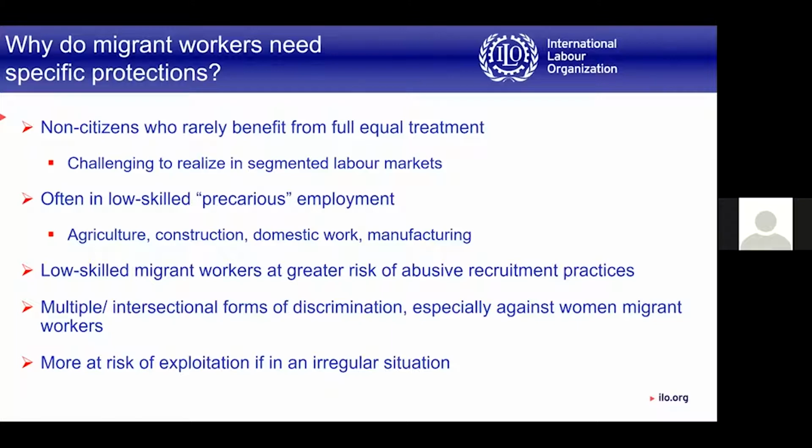Oh, sorry. Can you hear me now? I think you can. So, as I said, this is a multi-layered discrimination, and there may be further layers because of the starting status of the migrant worker, which can be irregular.